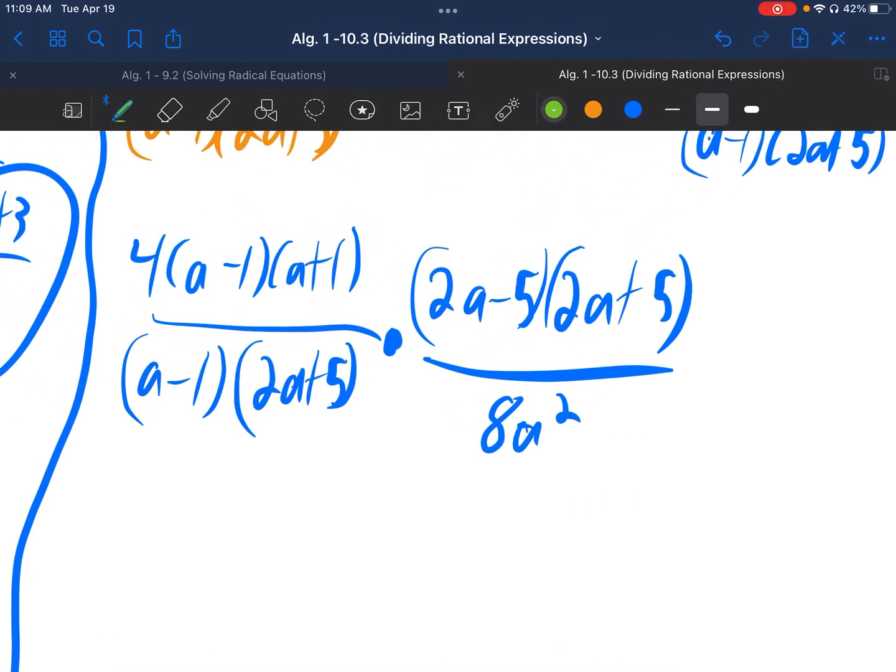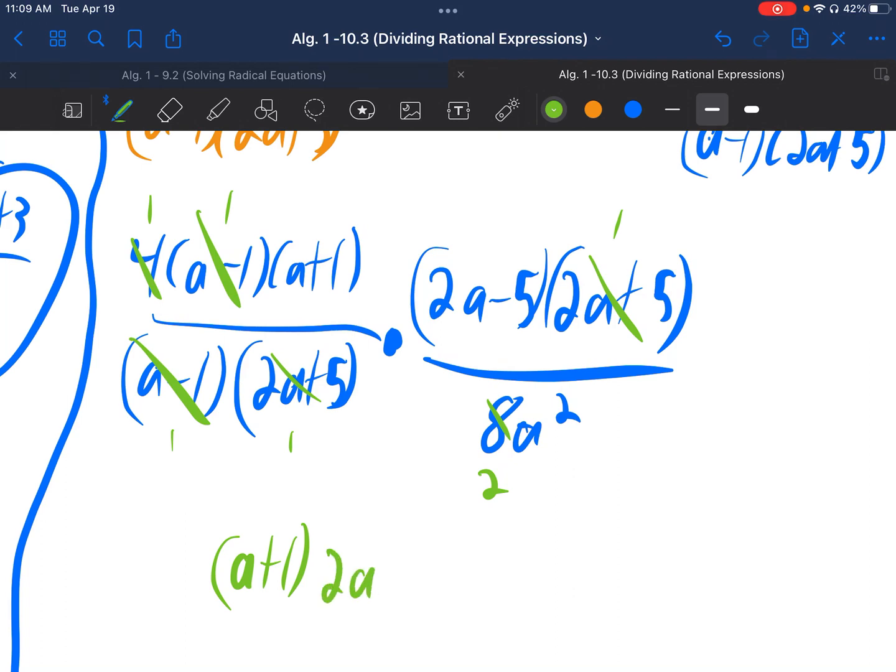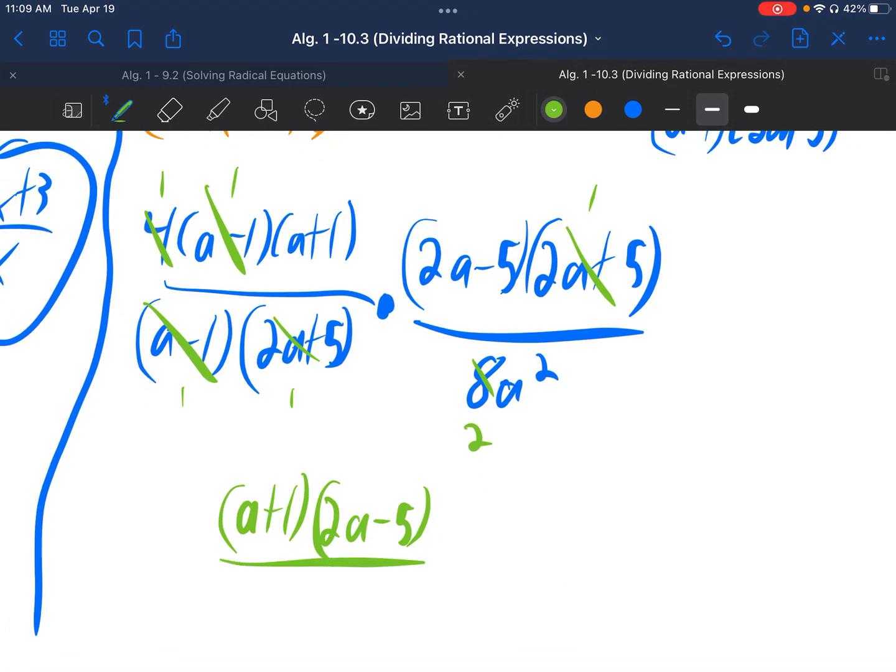Now I can simplify all of this. A minus 1 and a minus 1 reduce. 2a plus 5 and 2a plus 5 reduce. 8a squared and the 4, we can do the 4 and the 8 to make that 2. And that's as much as that simplifies, meaning we're left with a plus 1 and 2a minus 5 on the top. On the bottom, we're left with 2a squared.